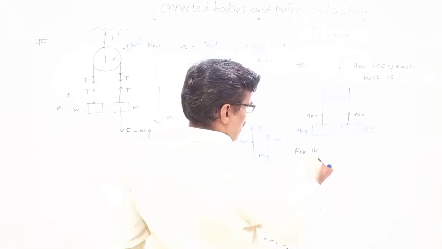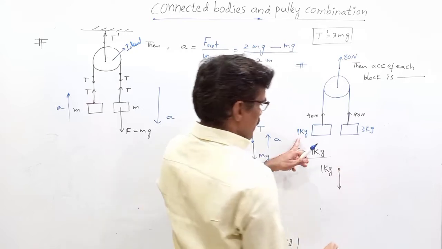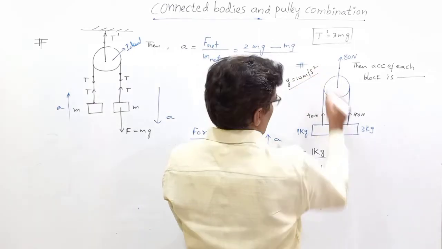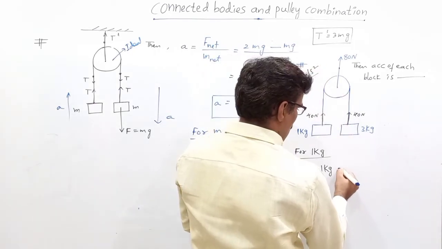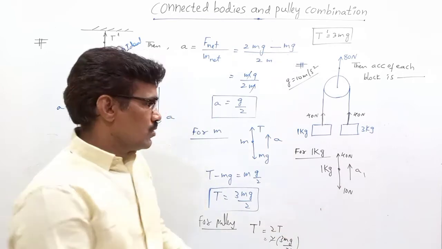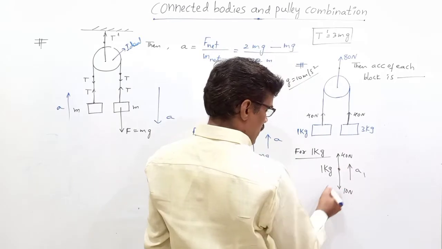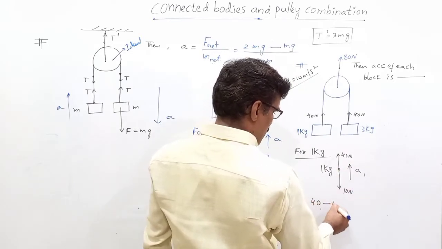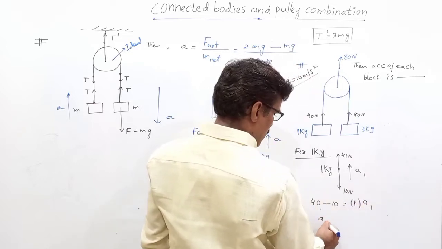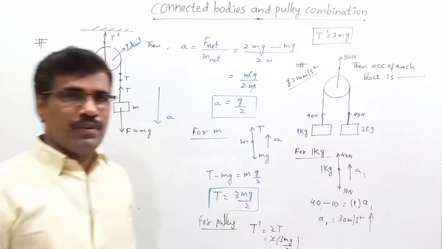Free body diagram for the 1 kg block. How many forces are acting on 1 kg? One is its weight. Taking g equal to 10 meter per second square, 1g means 10 Newton down. Up is 40 Newton. It is moving in the upward direction because 40 is more than 10. So the net force on 1 kg is 30 Newton. Therefore net force equals 40 minus 10. Net force equals MA, M is 1, acceleration A1. That is A1 equals 30 meter per second square, vertically upward.